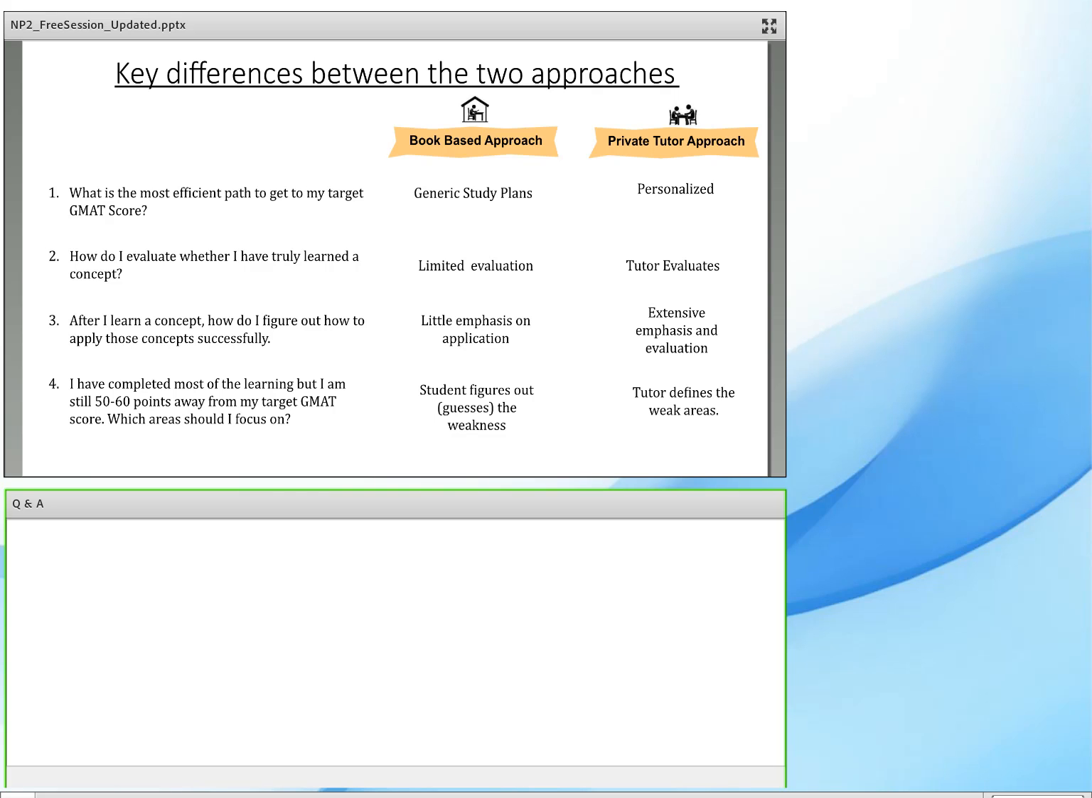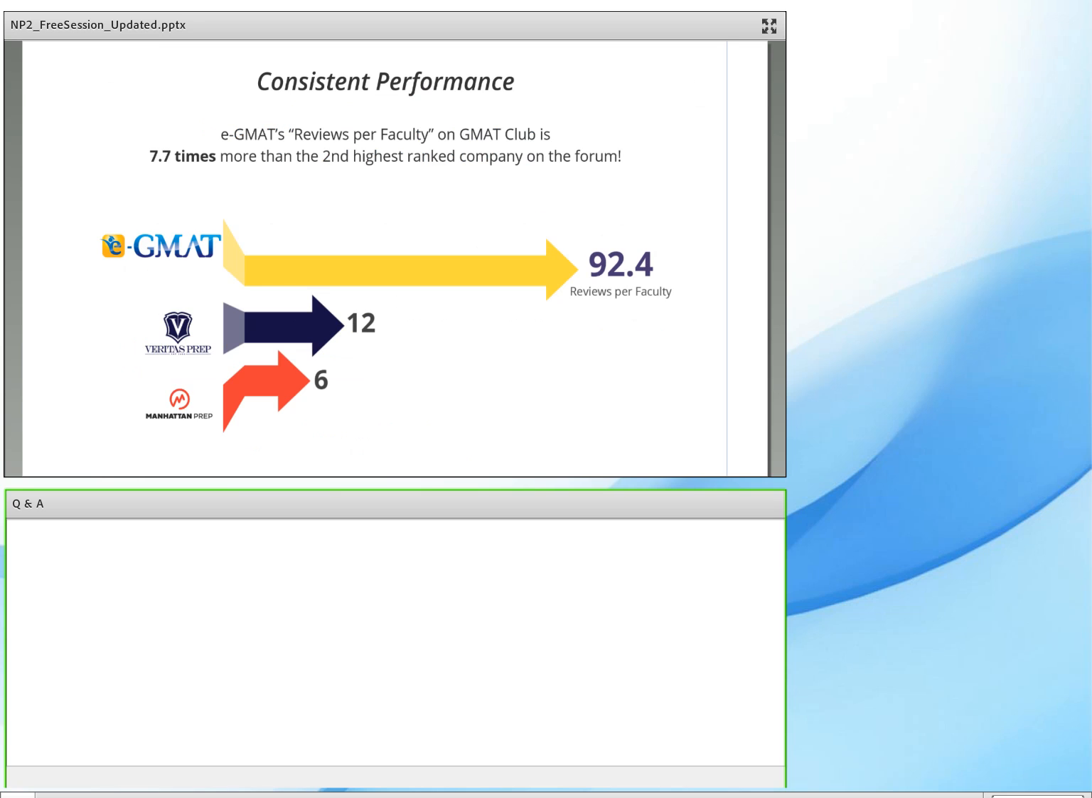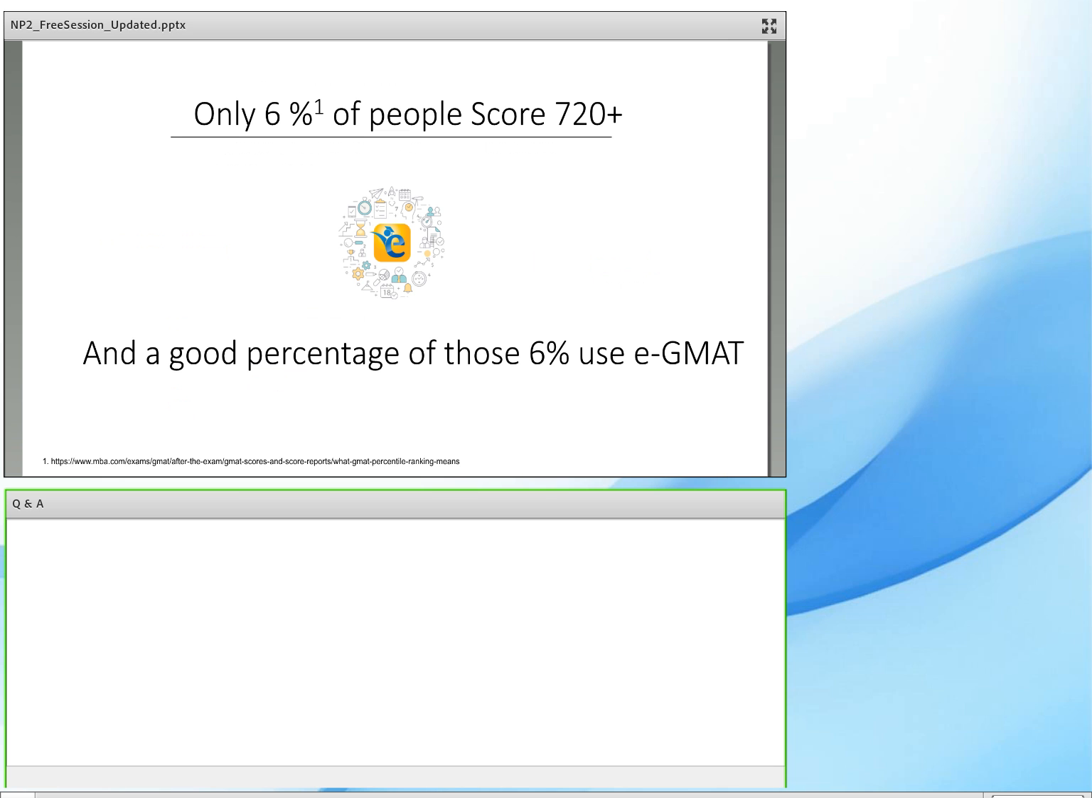So you can really see why we say that most of the other courses out there are built around this book-based architecture, whereas e-GMAT is built around this private tutoring-based approach. Who's created the content that goes on in this? Some of GMAT Club's highest rated instructors have done that. Instructors who've been reviewed a lot more frequently on GMAT Club. So while only 6% of the people get to that score of 720 or higher, you can really see why we say that a good percentage of them use e-GMAT.